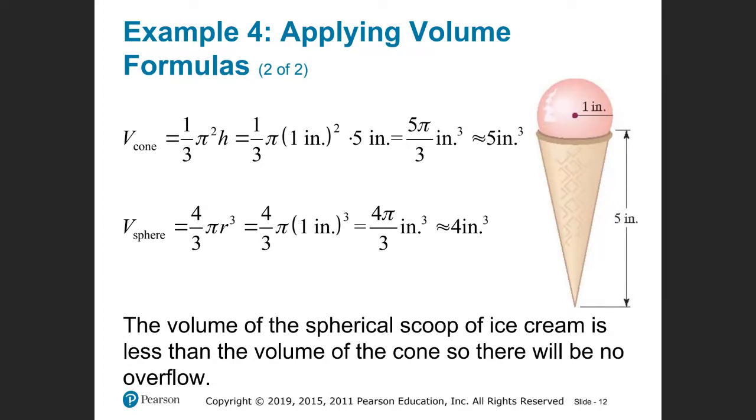The volume of the cone, remember, is given by 1/3 pi r squared h. And when we work this out, we get 5 cubic inches. So the volume of the cone is 5 cubic inches. The volume of the sphere, the ice cream part, is equal to 4/3 pi r cubed. Only the r is cubed. When we work this out, we get 4 cubic inches. The volume of the ice cream, 4 cubic inches, is less than the volume of the cone, 5 cubic inches, so there will be no overflow.